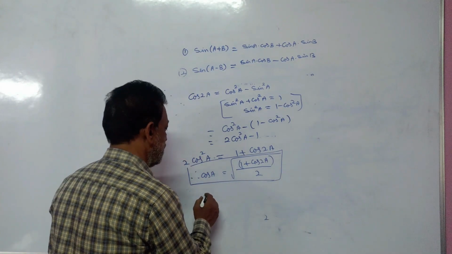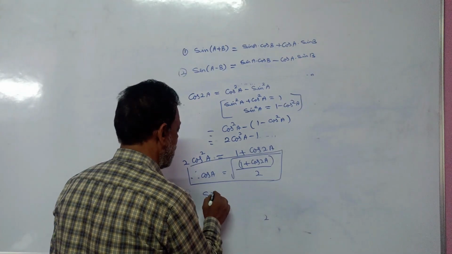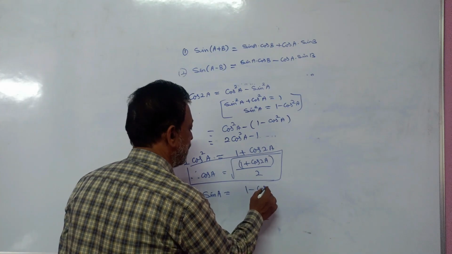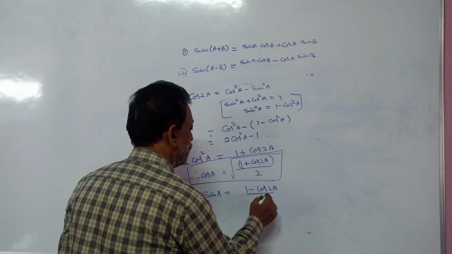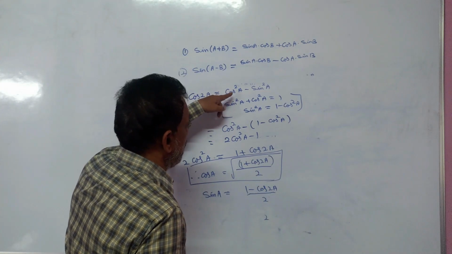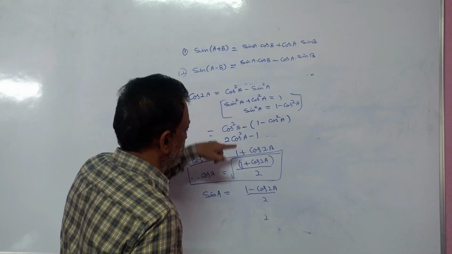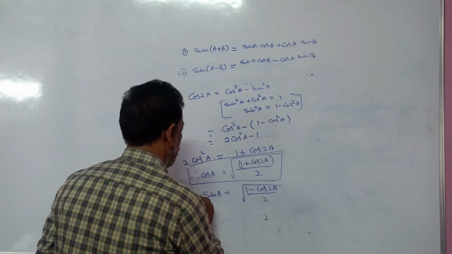Now similarly, sin A in terms of cos 2A. Cos square A is equal to 1 minus sin square A. If you do the simplification, you get under root of 1 minus cos 2A by 2. We need it for calculation.